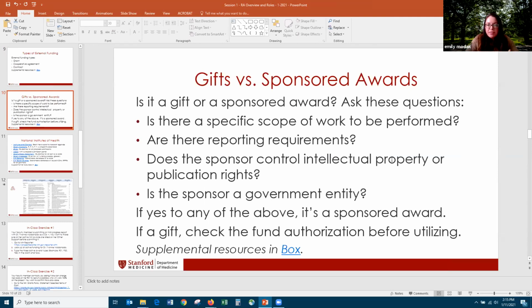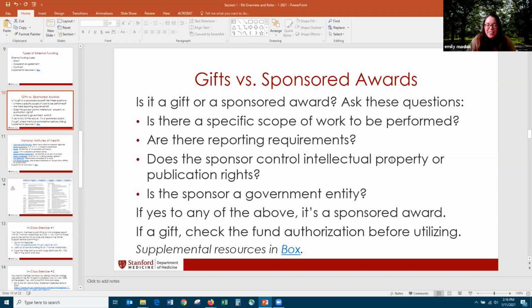First of all, is there a specific scope of work to be performed? Always with a grant, you're going to have a specific scope of work, but a gift could go either way. It could have something specific in the fund authorization, and we'll take a look at that in a minute, or it could have a very general purpose. Second of all, are there reporting requirements?